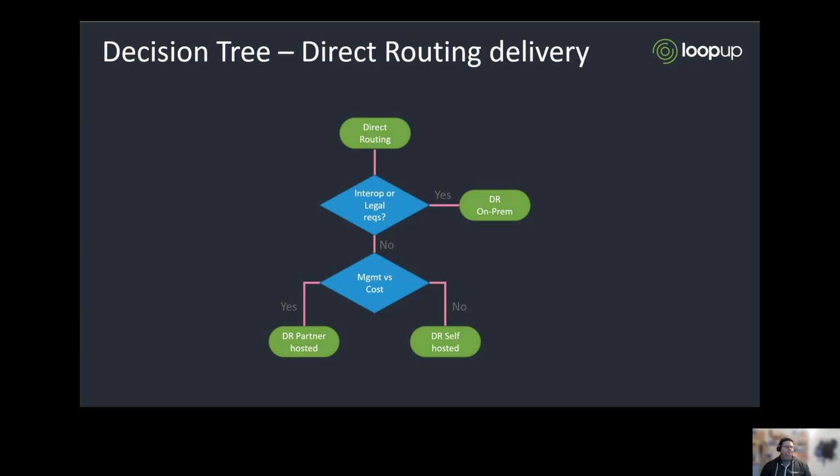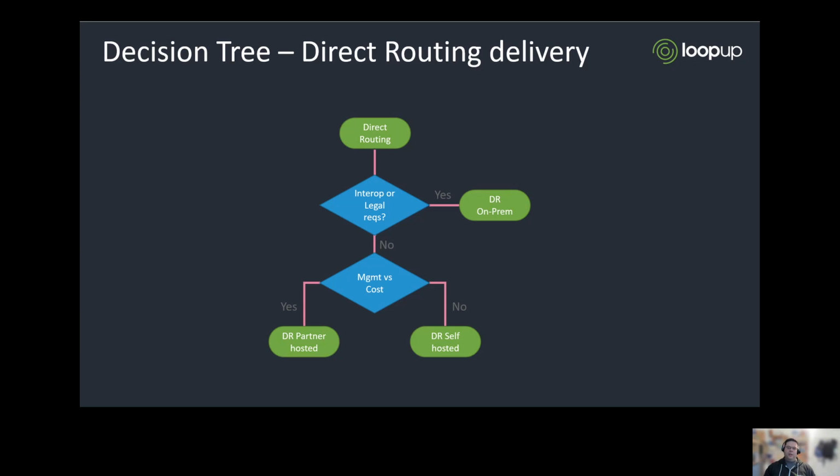So if we've landed at, that we want to do some form of direct routing, then one of the next steps would be, are there any interop or legal requirements? If there are, for example, like we said with UAE, you have to have call breakouts in the country. So a cloud solution isn't something that is ever going to be possible until the legalities in that country change. So you might have to have a gateway deployed on-prem.